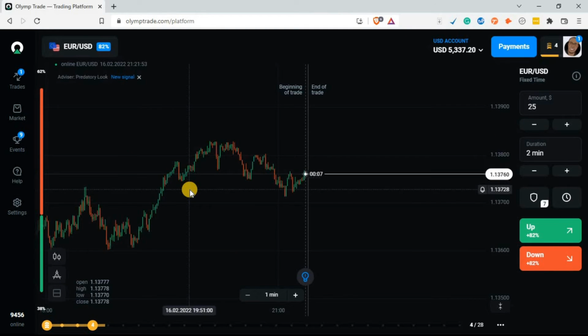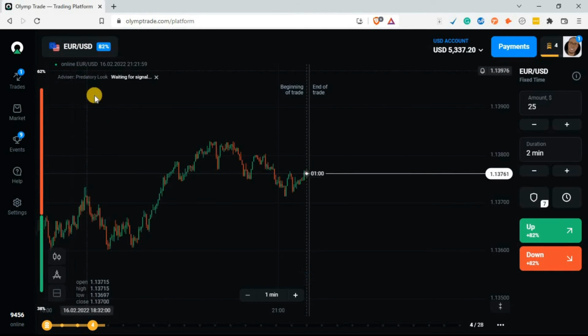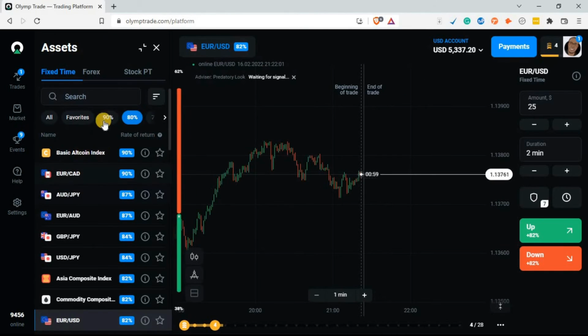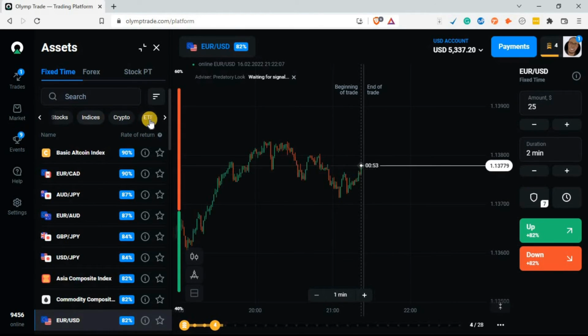These are the steps to trade FTT on Olymp Trade. The first thing you need to do is to identify the asset. There are very many assets: currencies, metals, commodities, stocks, indices, crypto, ETF, and all that. So find the one you want to trade.